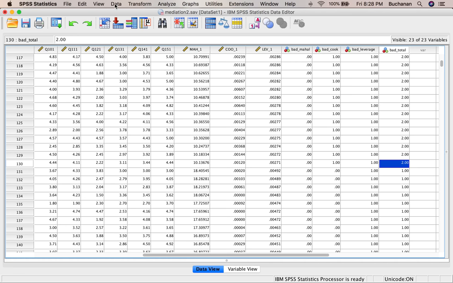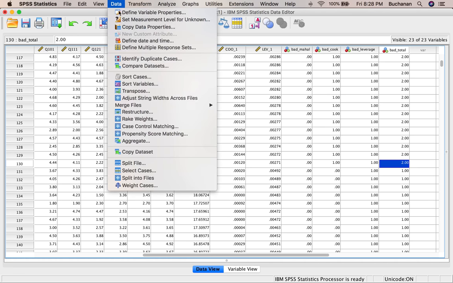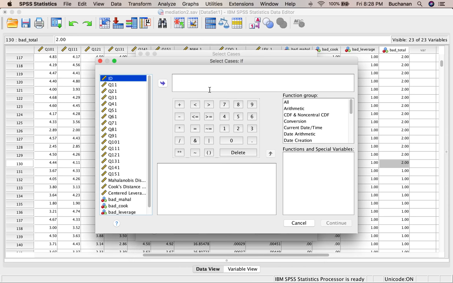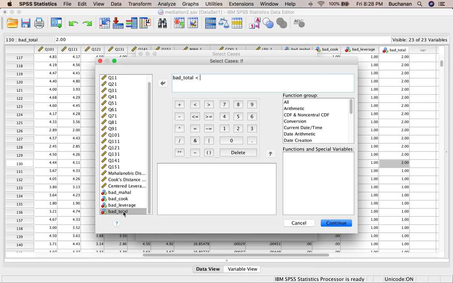So to exclude but not delete, let's do Data, Select Cases. If a condition is satisfied, so we want to keep people. What you want to make sure you do here is tell it who you want to keep. So click If, and we're going to be able to create our own case here. We're going to say if bad total is less than two. Remember, it's two strikes, you're out. This is kind of a rule that I've just used for a long time.